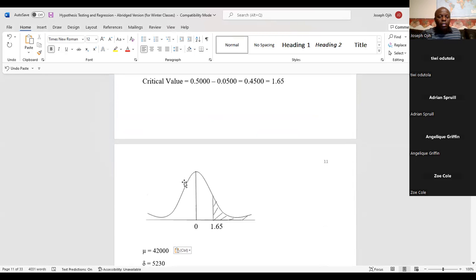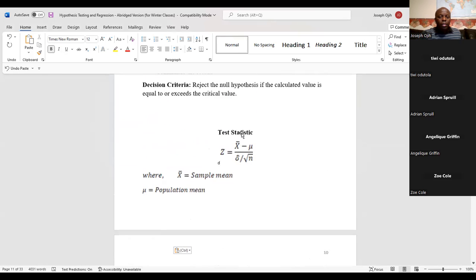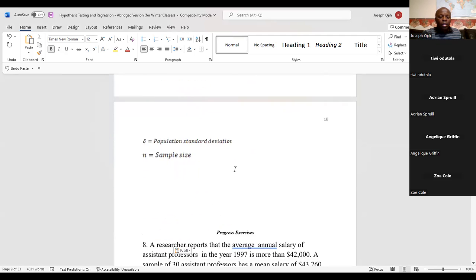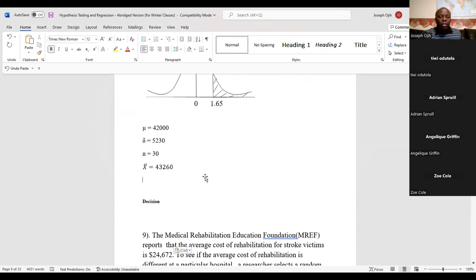And the formula we need to calculate it is Z equals X bar minus mean, divided by standard deviation over root n. So remember what we need here. Mean is 42,000. Standard deviation is 5,230. X bar, I have it already. N is that. It will not allow us to put the formula here, so I'm going to take you to that workbook, put everything in the formula, and then bring it back here and paste it.